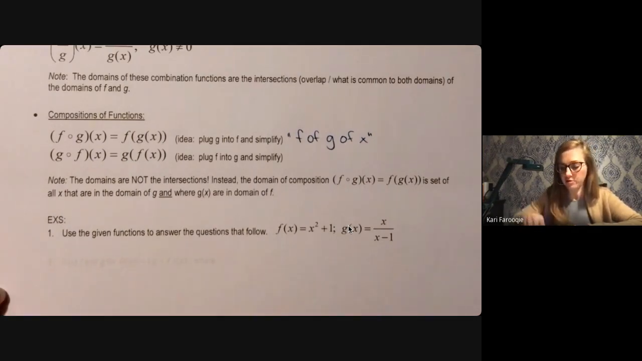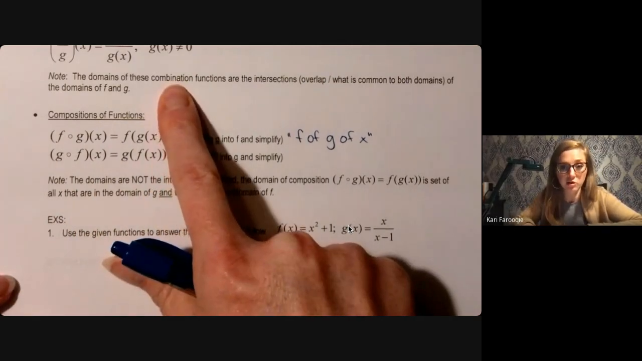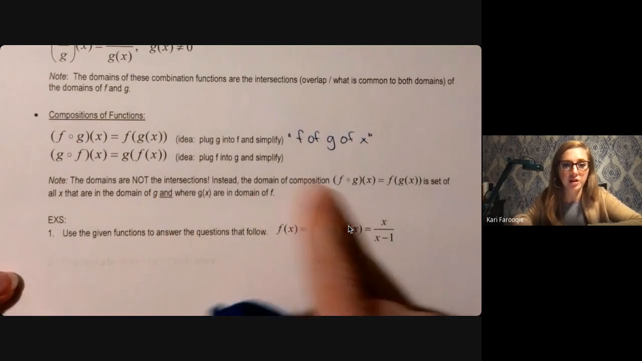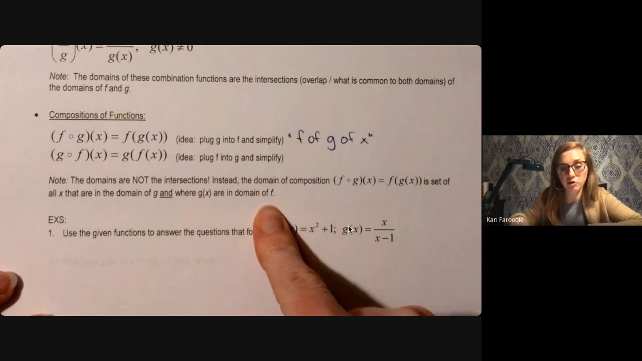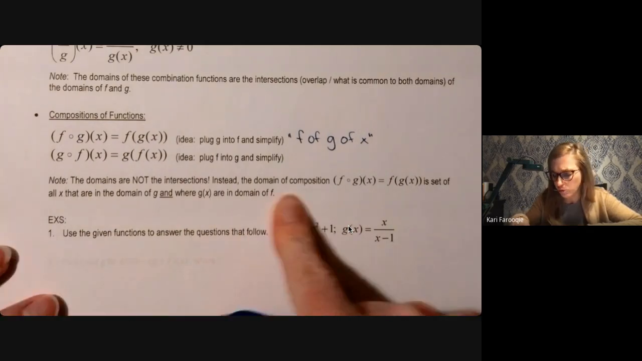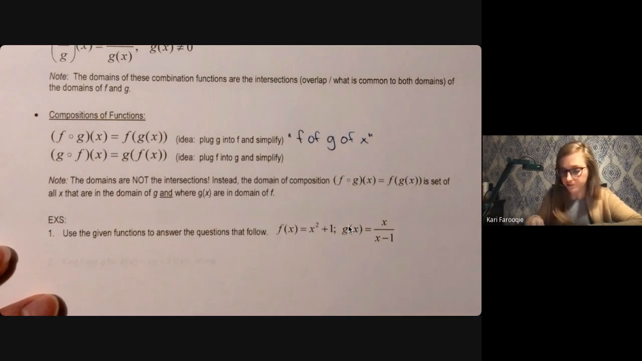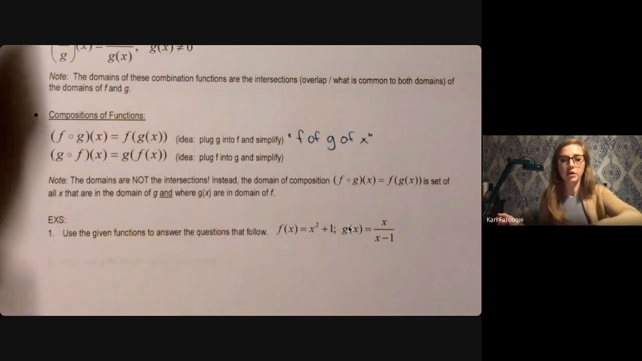The note here is that the domains are not the intersections like they were with the combinations of functions. In this case, the domains are the set of all x that are in the domain of g and where g of x are in the domain of f. So we're not going to be doing too much work here with those, but it is important to note the difference between the domains of the composite functions and the combinations of functions.